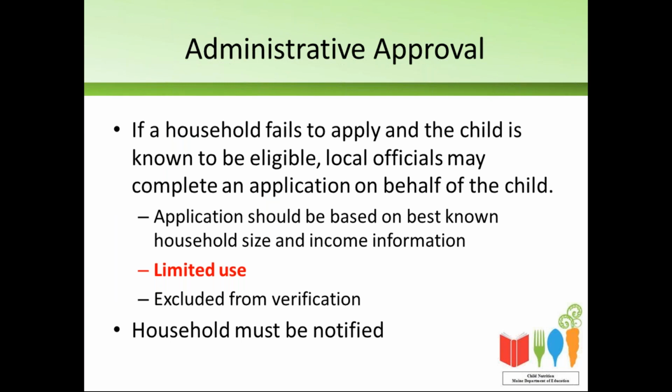If a household fails to apply and the child is known to be eligible, local officials may complete an application on their behalf. This is called an administrative approval. This has very, very limited use. This is not done just because the family doesn't apply. Application needs to be filled out based on the best information known. The application is still approved by the approving official.